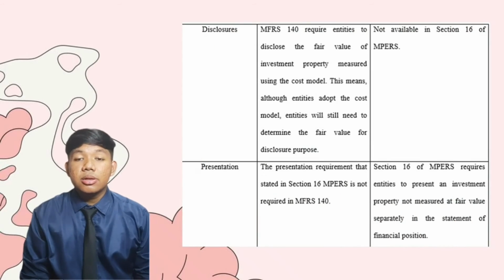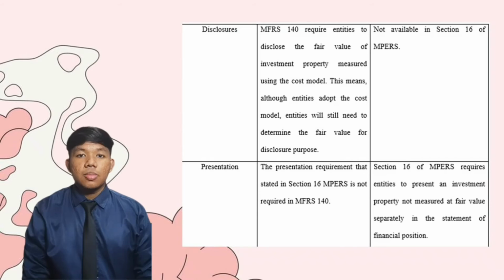Next is the disclosure. According to MFRS 140, entities are required to disclose the fair value of investment property measured using the cost model. This means, although entities adopt the cost model, entities will still need to determine the fair value for disclosure purposes. While for MPERS, there is no requirement in Section 16 related to disclosure of investment property.